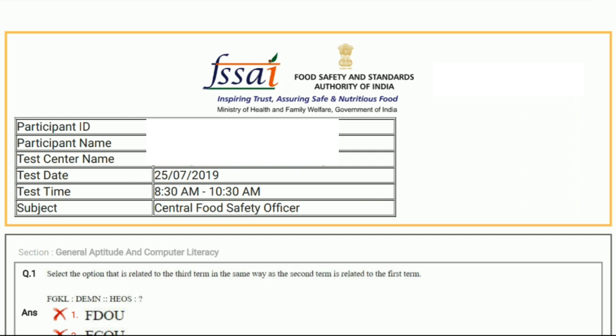So in today's video, we will solve and discuss the FSSAI CFSO previous year question paper. Before doing that, let's first discuss the pattern of the paper. The paper has two sections. Section 1 has 25 questions, and the questions are asked from general knowledge, mental ability, reasoning, and English.